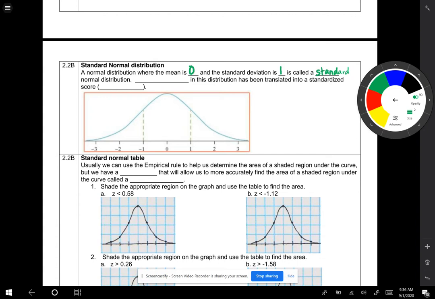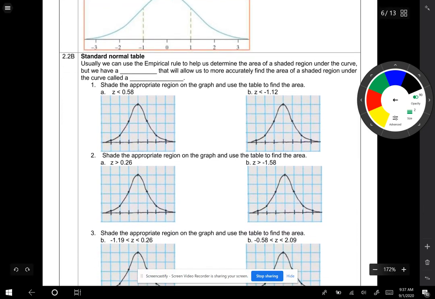Every value in this distribution has been translated into a standardized score. So remember we talked about standardized scores as z-scores. And if you look over here, these are your z-scores corresponding to this density curve. So you have 0, 1, 2, 3, with 0 being your mean, and then 1, 2, 3 standard deviations, and -1, -2, -3.